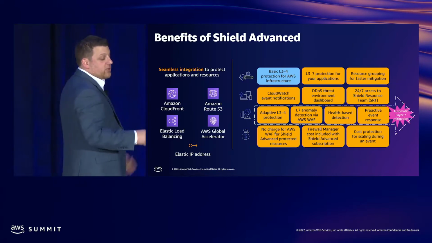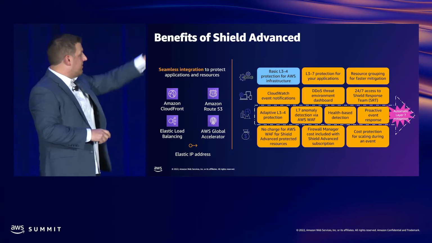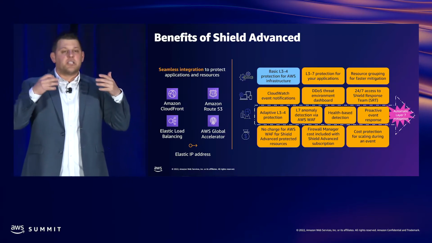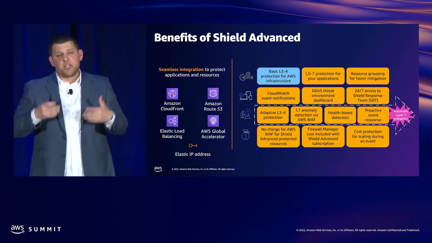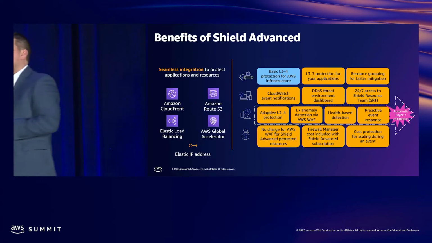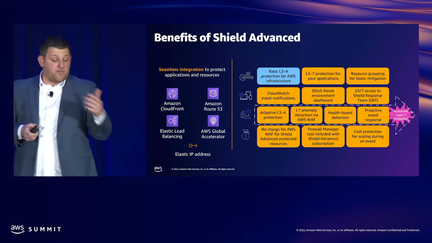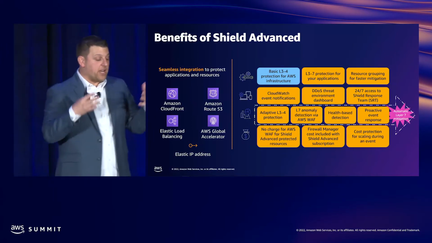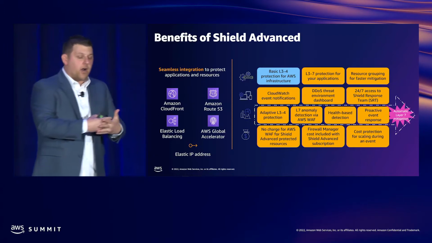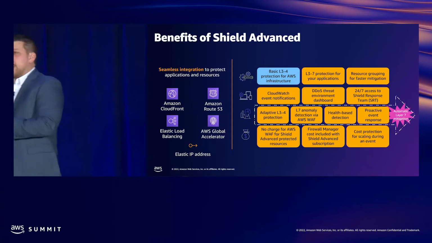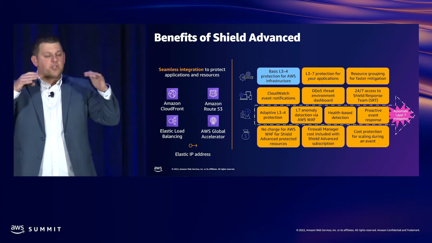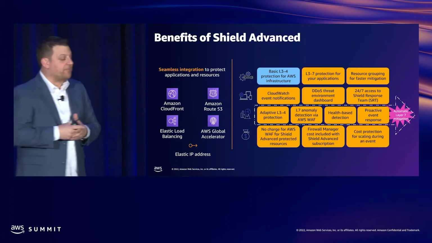So okay, I'll start from the top layer of the features on the side. Shield Advanced gives you an additional layer of protection at layers 3 and 4, and at layer 7, because we integrate with our AWS WAF. Again, it comes with the package at no additional cost when you have Shield Advanced and WAF working together.